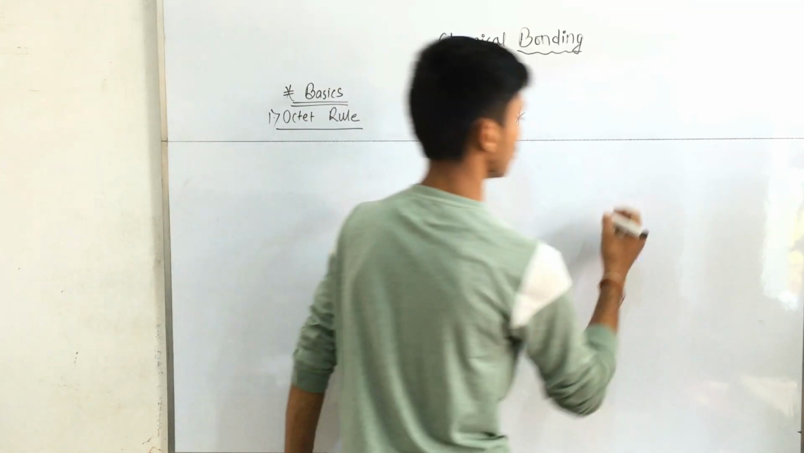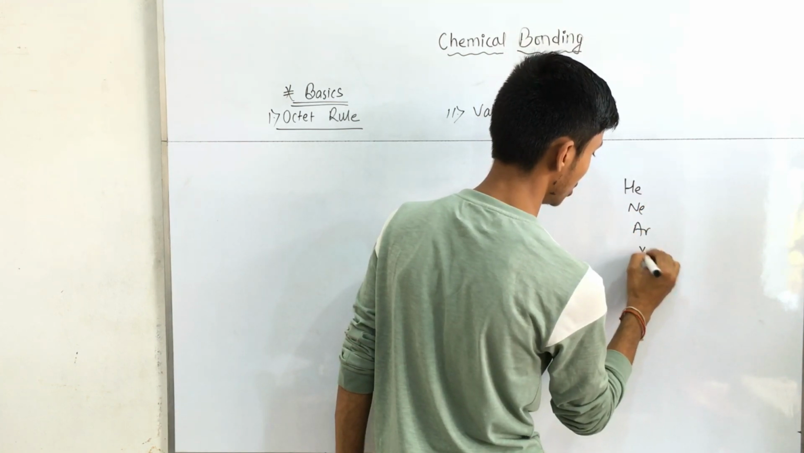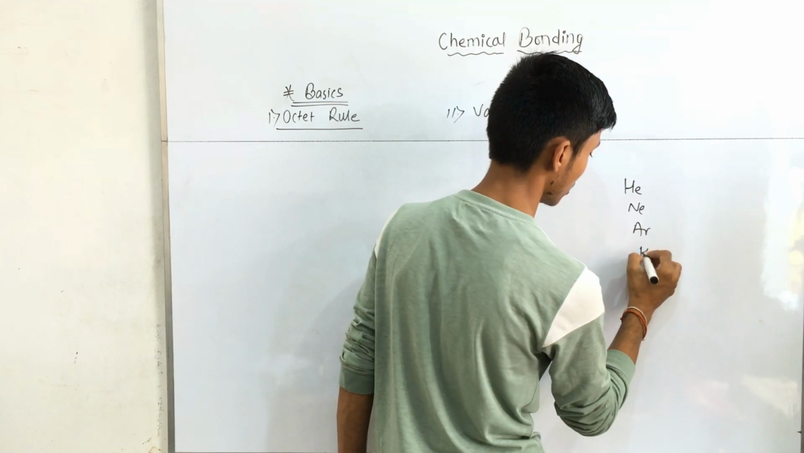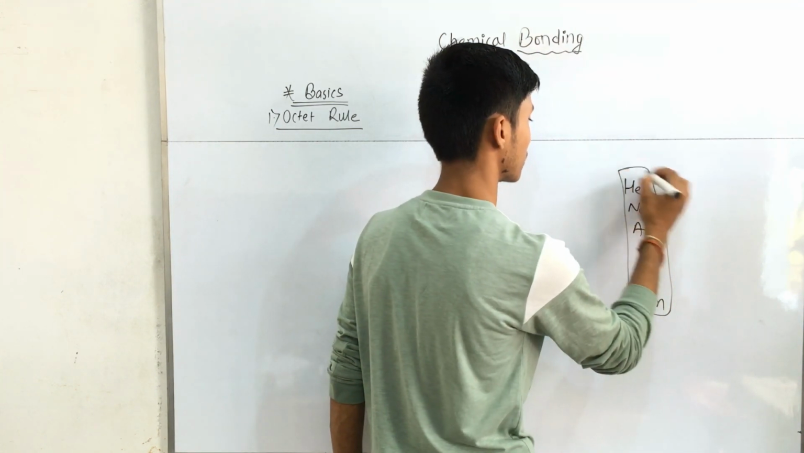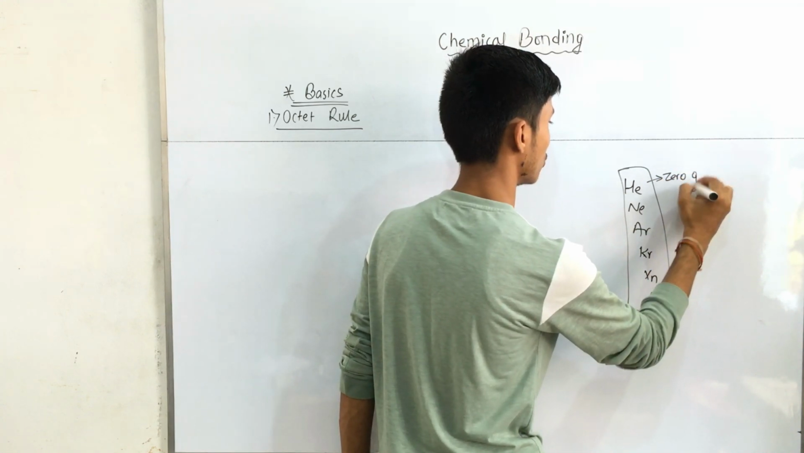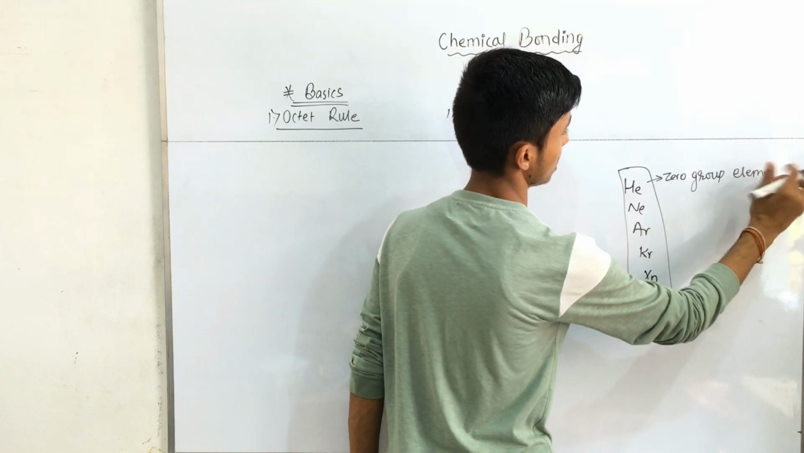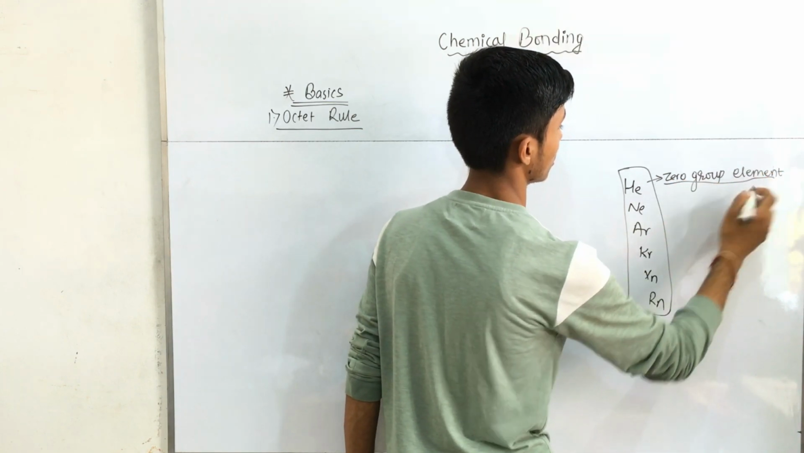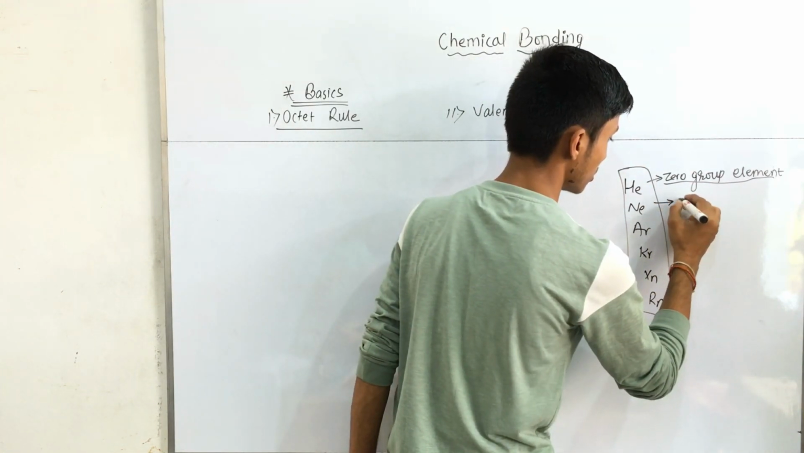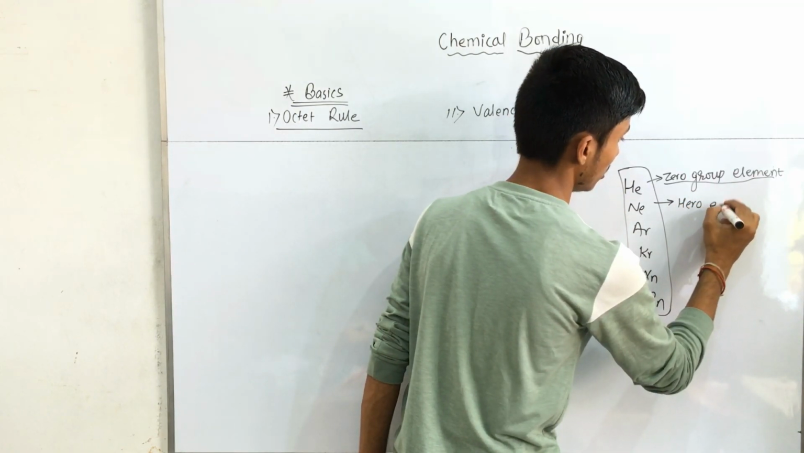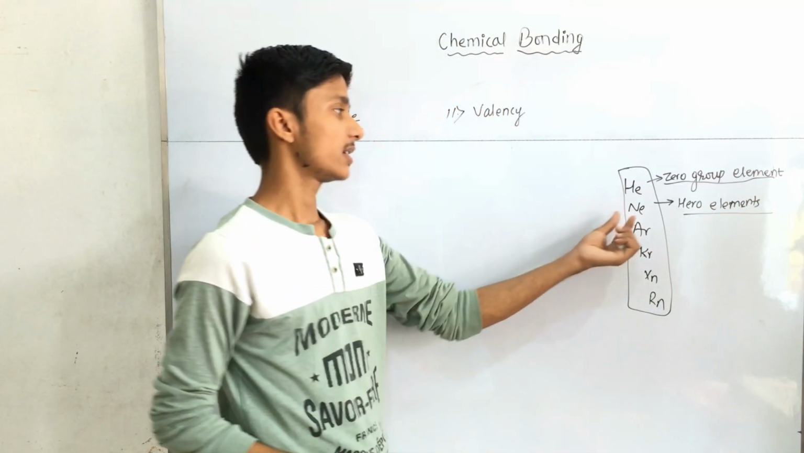So here we write zero group elements: helium, neon, argon, krypton, xenon, and radon. They are zero group elements. These elements are also known as noble gas or inert gas. Since they are chemically stable, we consider them hero elements, because they are heroes for other elements. We know that they are stable.